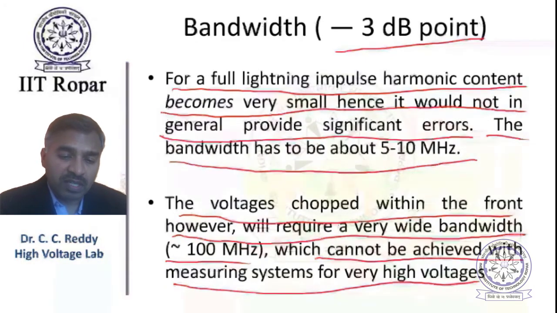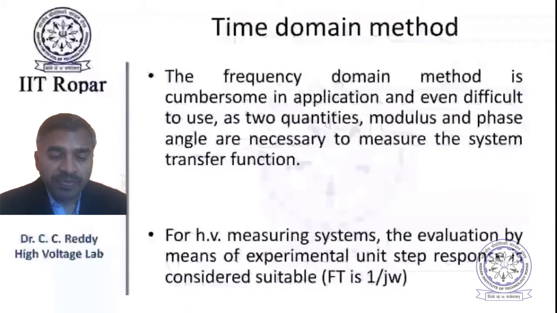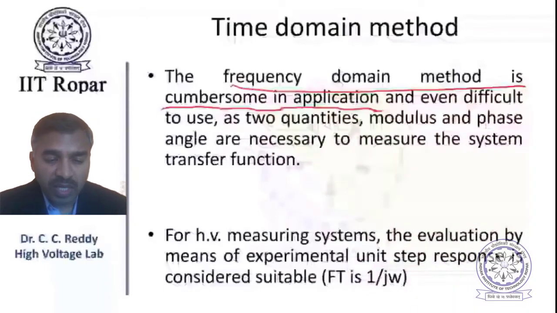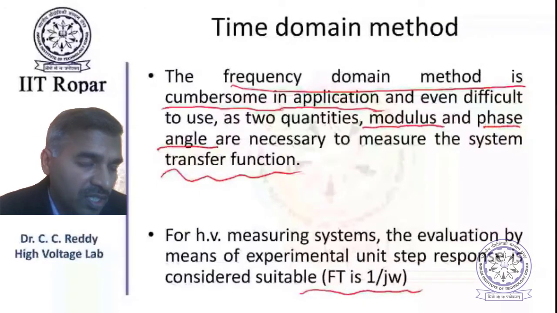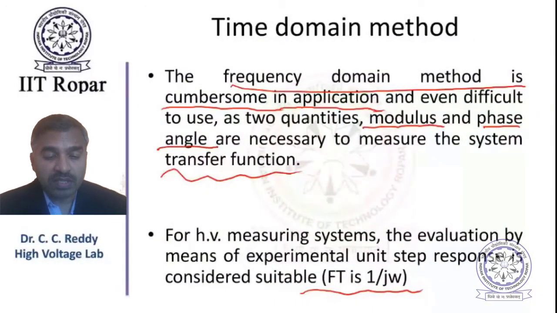Now this is about frequency analysis. It has some certain difficulty. Therefore, the time domain method has come into the picture. The frequency domain method is not only cumbersome, its application is cumbersome. For example, to find this transfer function you have to apply voltages of different frequencies and then find their magnitudes. We actually need two quantities, modulus and phase angle, to measure the system transfer function. And for HV measuring systems, the evaluation by means of the experimental unit step response is considered most suitable. So why has the unit step response come into the picture? Due to this cumbersome process and the difficulty in knowing the input in this case.